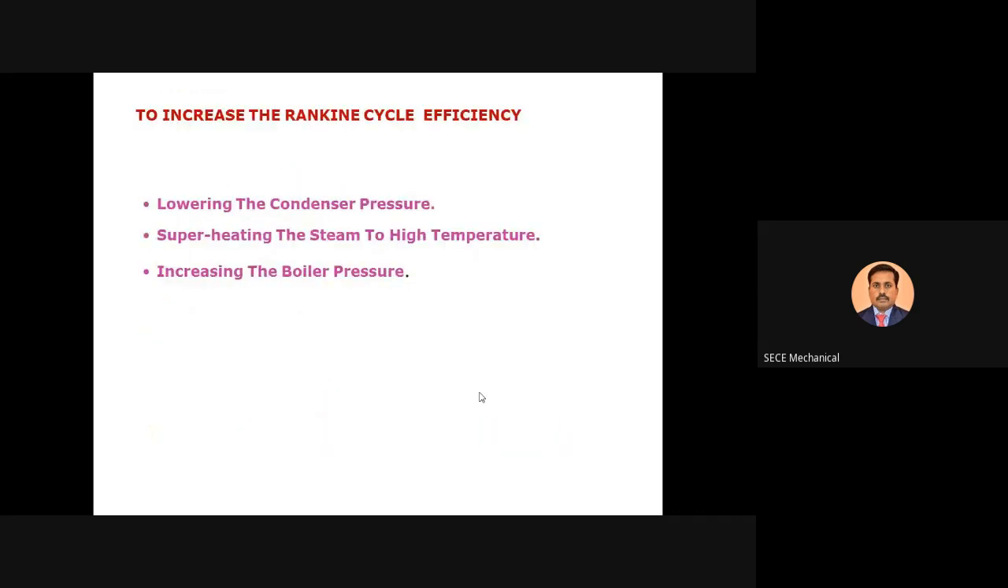Similarly, if you want to increase the Rankine cycle efficiency, lowering the condenser pressure, adding superheating, and increasing the boiler pressure. So these three techniques for Rankine, three techniques for Brayton. That's what you have to keep in mind.